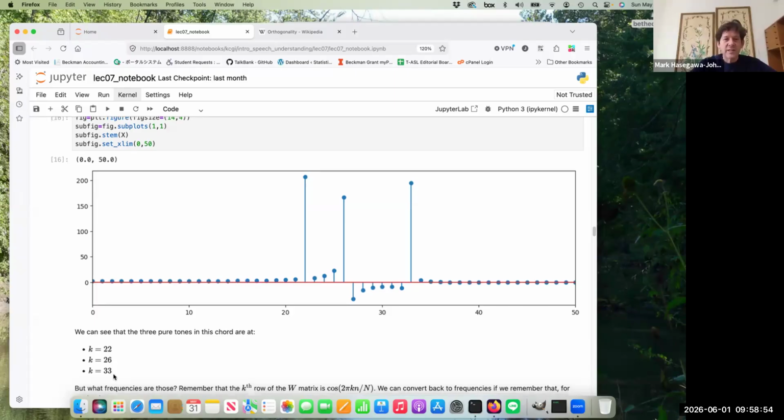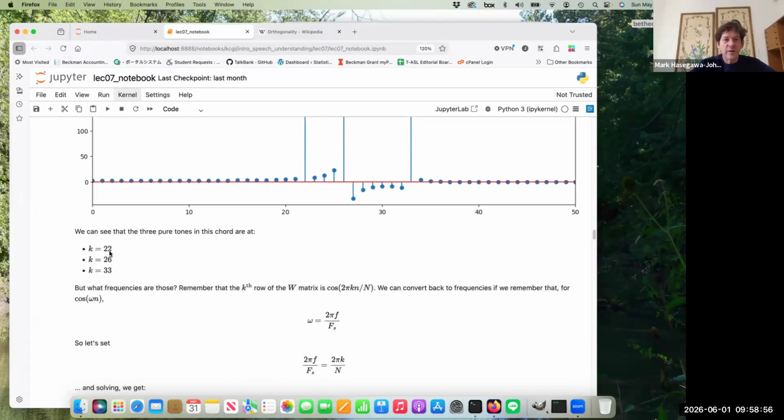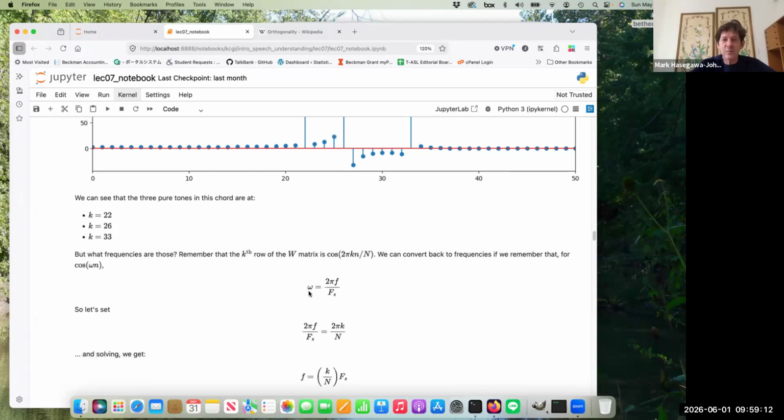All right, 22 cycles in 400 samples. That's K over capital N, right? K over capital N is 22 cycles in 400 samples. If we multiply by 2 pi, we get the number of radians per sample. And so we can set that equal to omega.